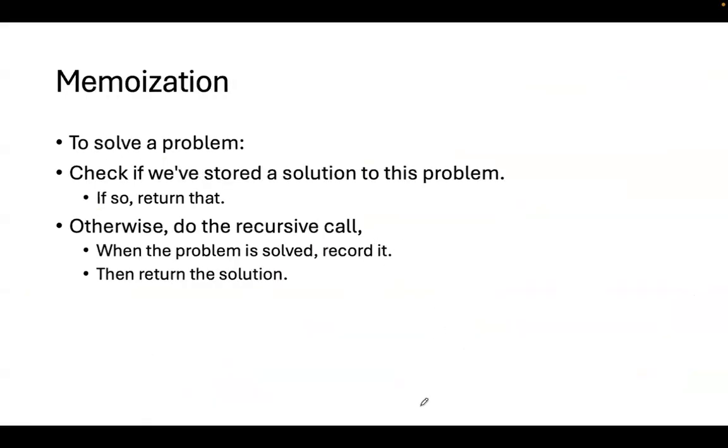So with memoization, the general idea is to solve a given problem, first we check if we've stored a solution to that problem. And if we have, then we don't need to do any more work. Just hand it over. Otherwise, we're going to do the recursive call. And then when we solve that problem, we need to write it down and then return the solution.